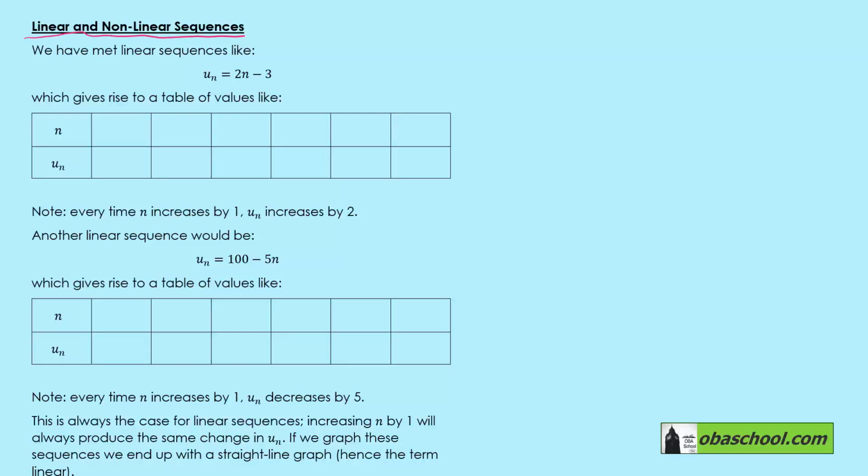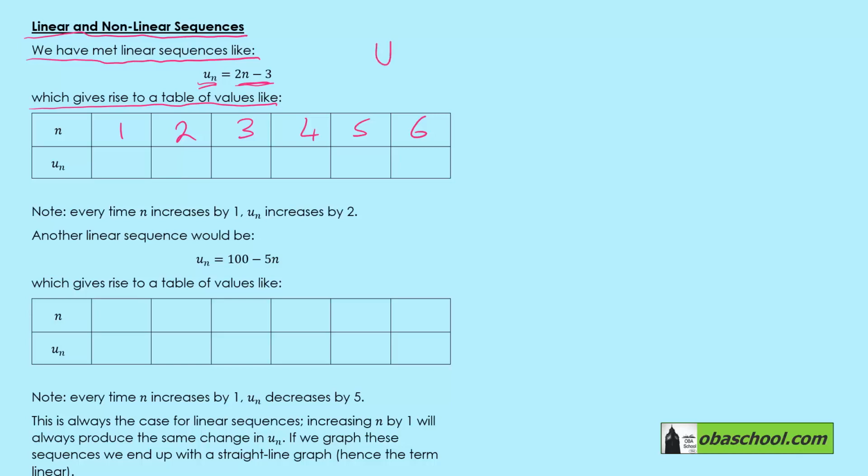Linear and nonlinear sequences. We have met linear sequences like the nth term being equal to 2n take away 3, which gives rise to a table of values like the following. So if we have n is 1, 2, 3, 4, 5, and 6, so that's the first term, second term, third term, fourth term, fifth term, and sixth term.